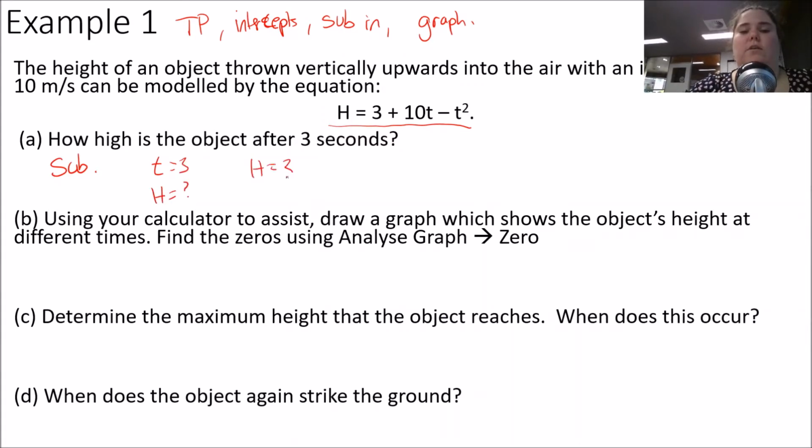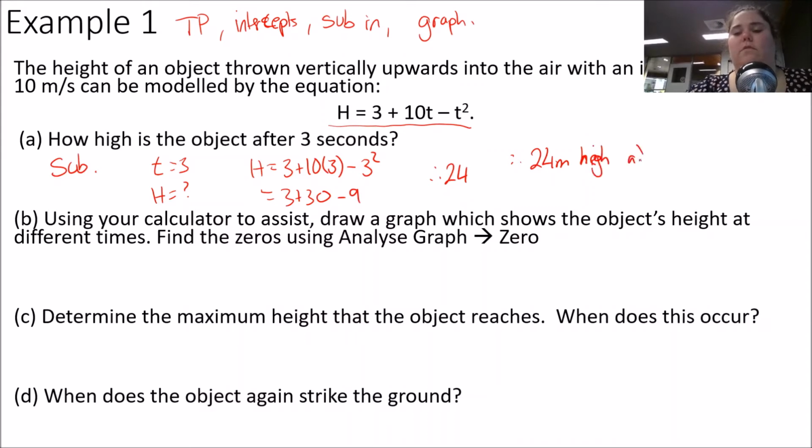We just want to know, well, when t equals 3, what does h equal? So we just sub our values in. Oop, that should be a 10. So we get 3 plus 30 minus 9, so 24. And when you have a worded question, you should have a worded answer. So therefore, 24 meters high after 3 seconds.